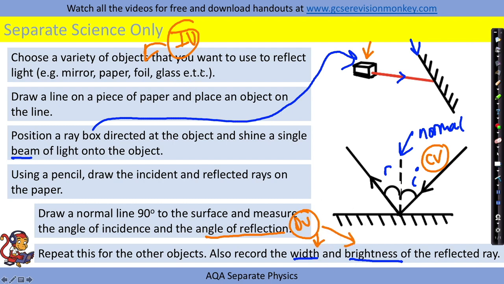In the exam, they may well also ask you to actually keep the object the same and instead change the angle of incidence and measure different angles of reflection. So they might manipulate this practical slightly and ask you to investigate something slightly different. But that's the basic setup that you need to follow.